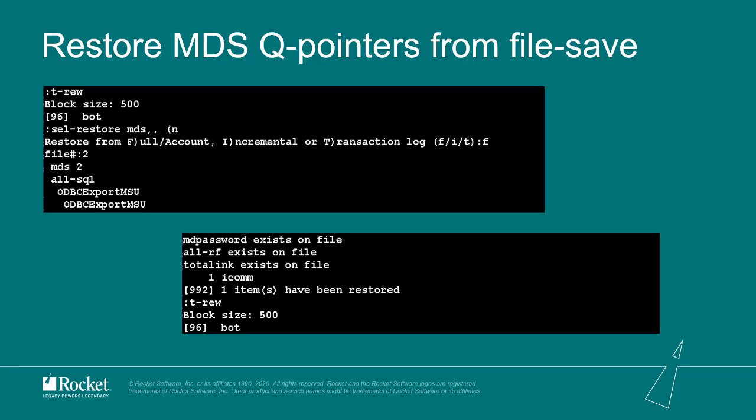If you have customized the logon screen, you can cell restore MDS logon with an O option to overwrite. Answer F to restore from a full save tape. Answer 2 to restore from file number 2, which is the MDS. When that's done, do a T rewind.